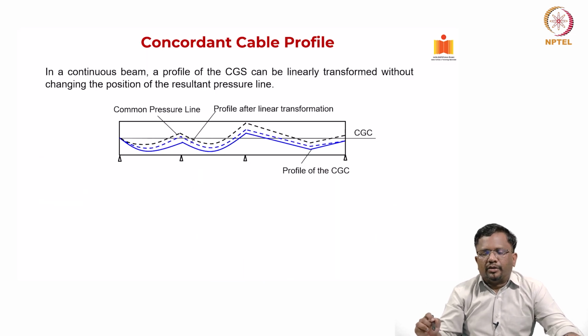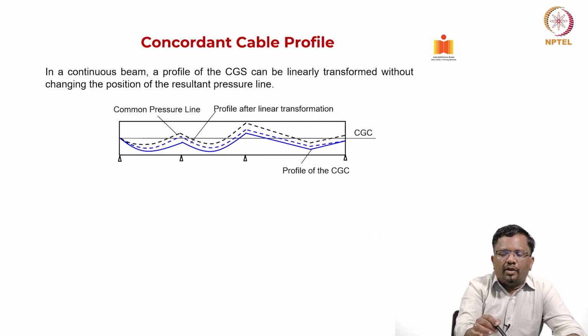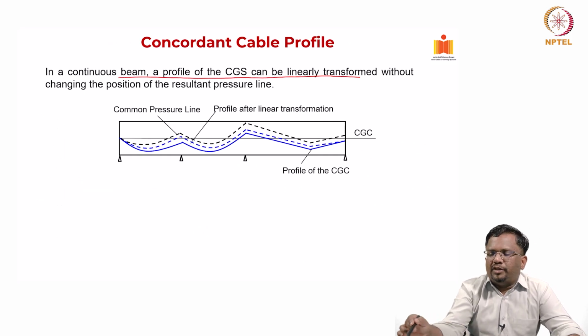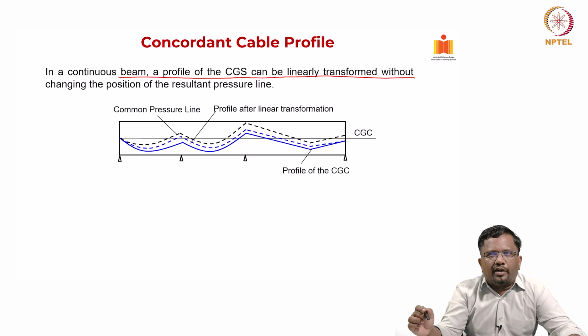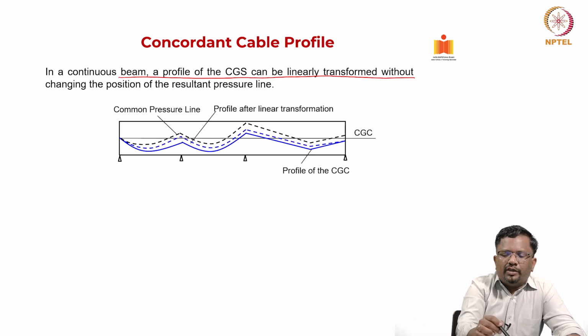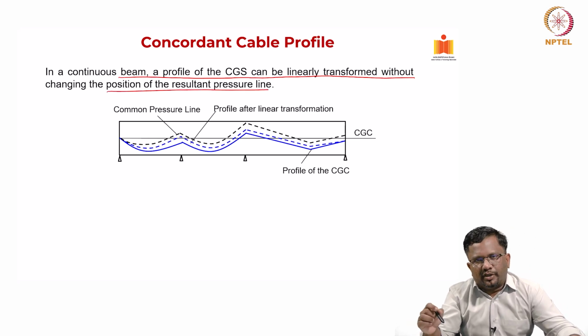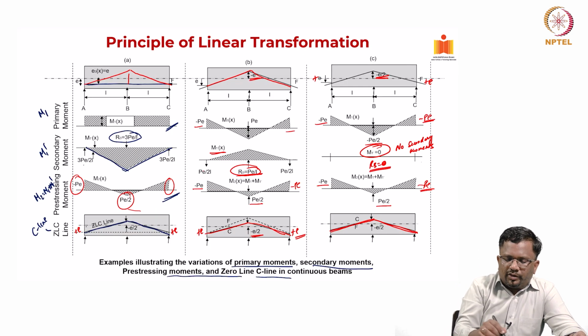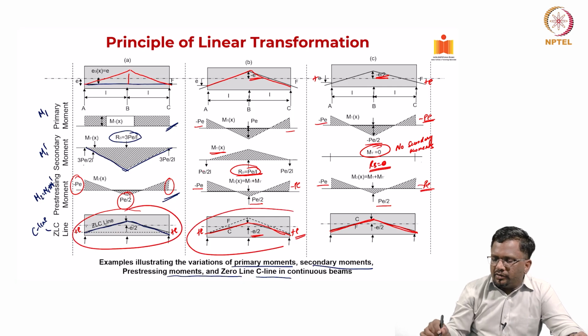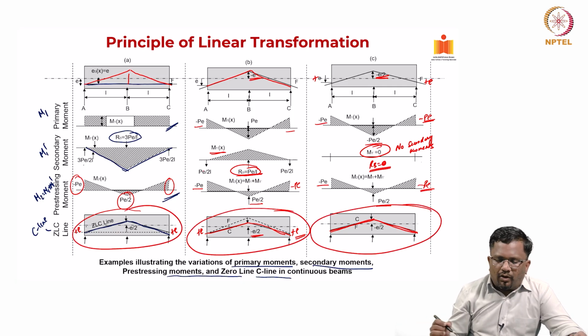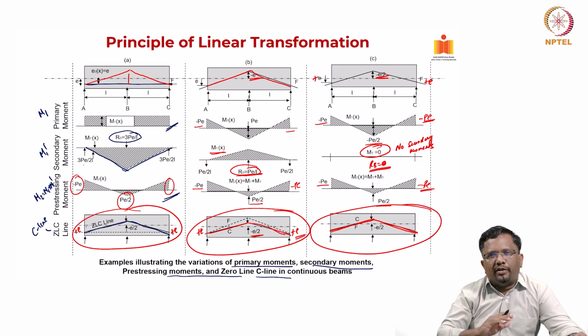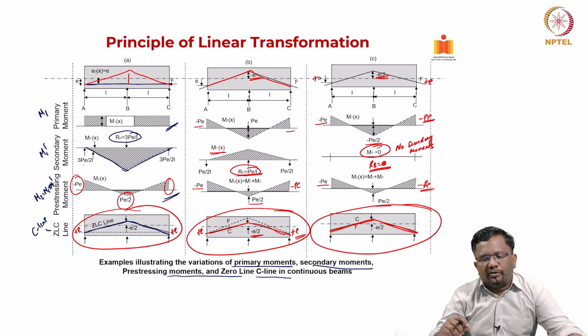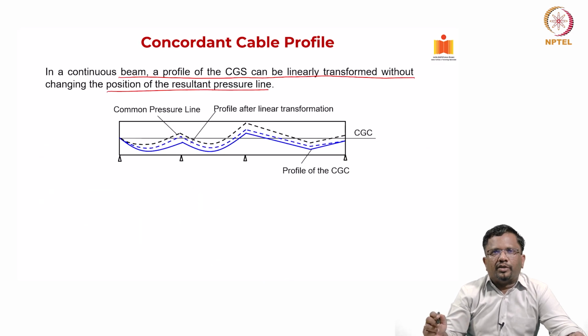Okay. So, in a continuous beam, the profile of the CG of the strand can be linearly transformed without really changing the position of the resultant pressure line, right. So, again for example, if you go back to the previous case, the 0 load, either this or this or this, in all the 3 cases the C line did not really change by linearly transforming the cable profile. So, that is what we are trying to tell here.